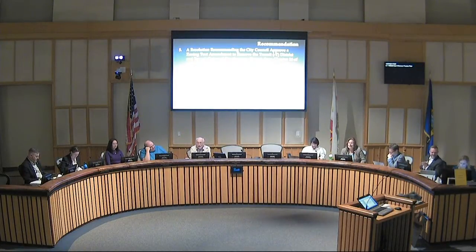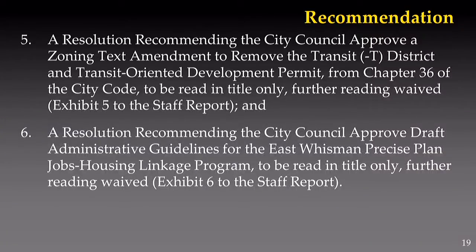A resolution recommending the city council approve a zoning text amendment to remove the transit T district and transit-oriented development permit from chapter 36 of the city code, to be read in title only, further reading waived, exhibit 5 to the staff report. And a resolution recommending the city council approve draft administrative guidelines for the East Wisman Precise Plan Jobs Housing Linkage Program, to be read in title only, further reading waived, Exhibit 6 to the staff report.